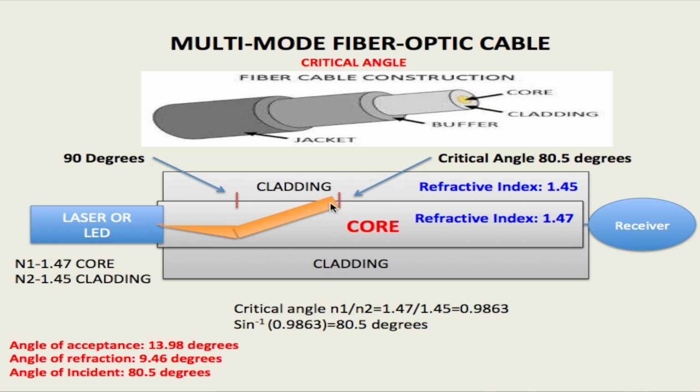You'll have your angle of incident here at your critical angle point right here, and you'll have total internal reflection at that same angle of 80.5 degrees, and it will just be reflected off the cladding in this sawtooth pattern until it gets to the receiver.